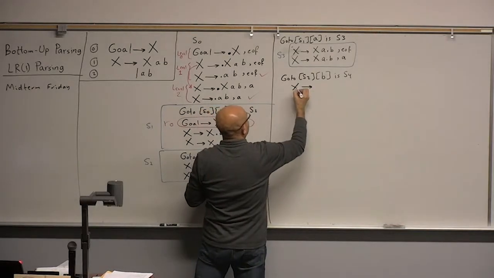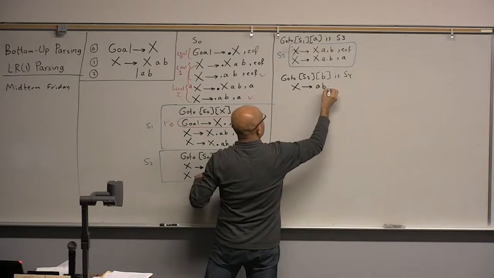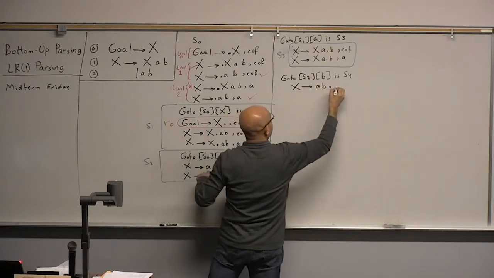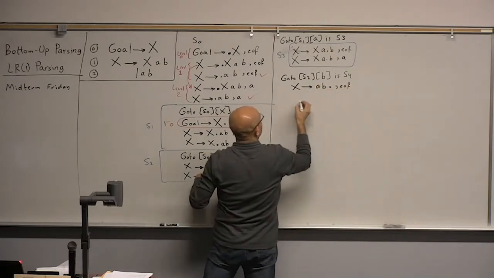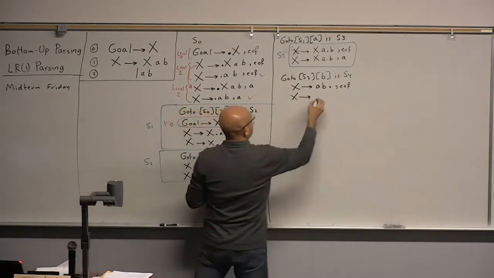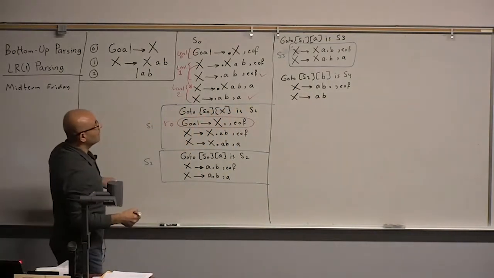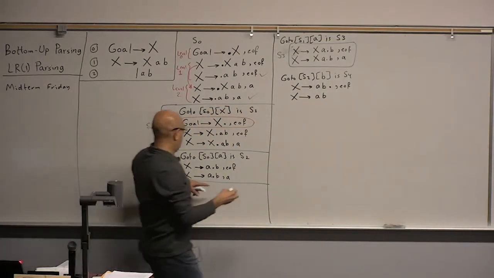X goes to AB placeholder, end of file, and the other X goes into AB placeholder.